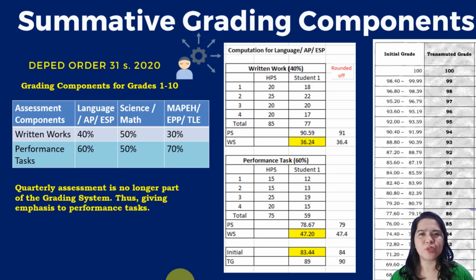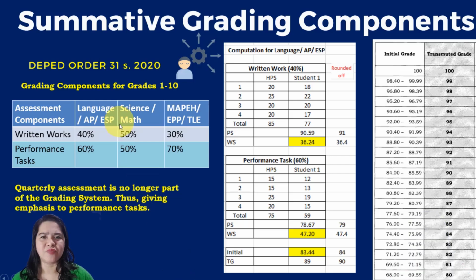The first part will be grade computation following DepEd Order number 31 series of 2020, and the second part will be grade computation following DepEd Order number 8 series of 2015. Before we start computing, we must ensure that we follow the percentage allocated for the subject as stipulated in our new DepEd Order.